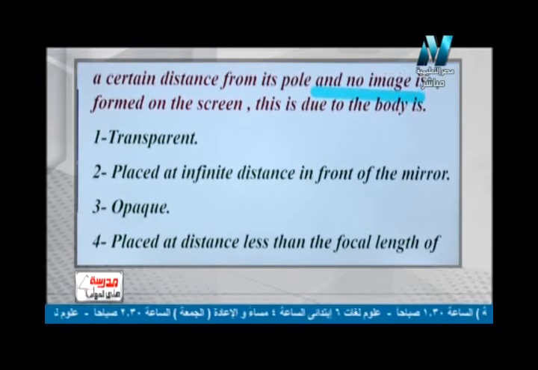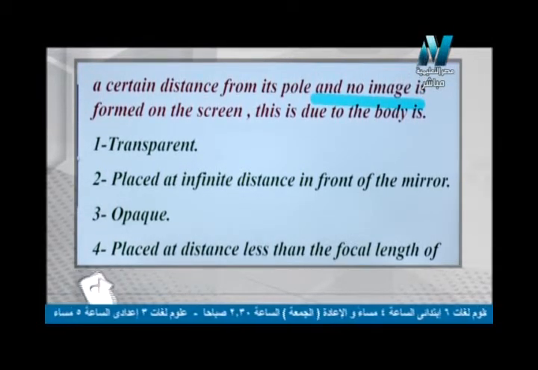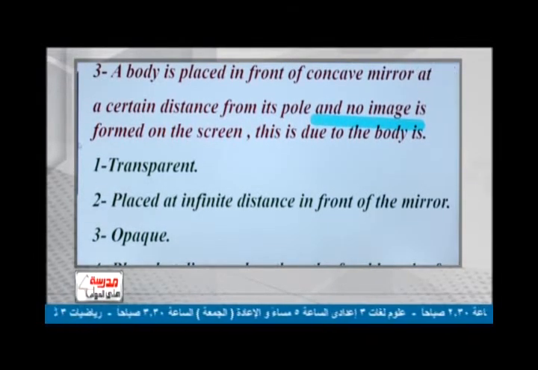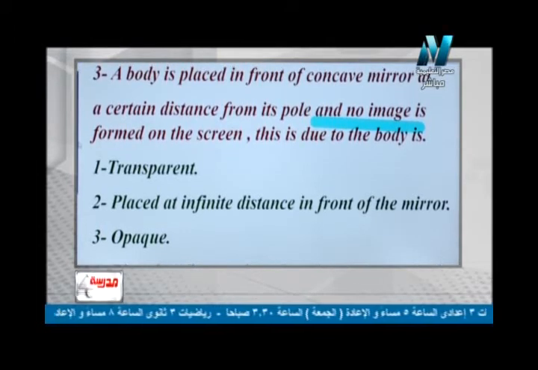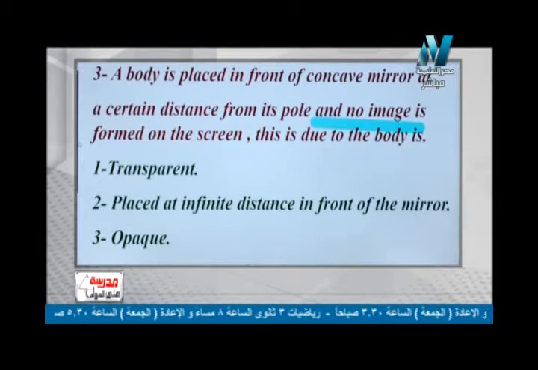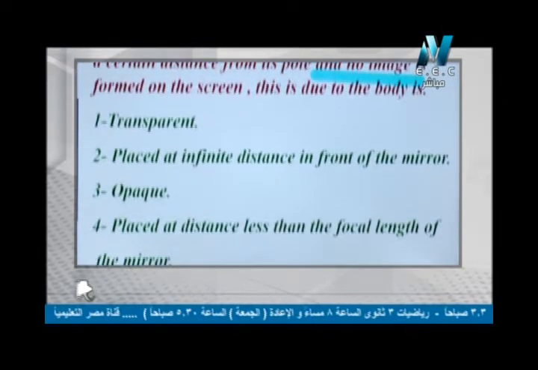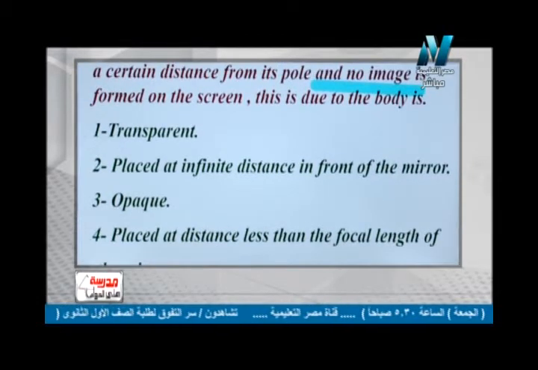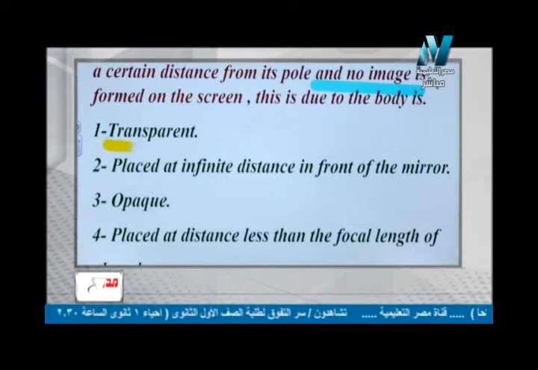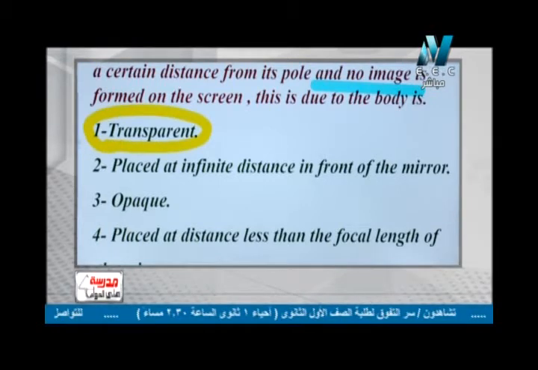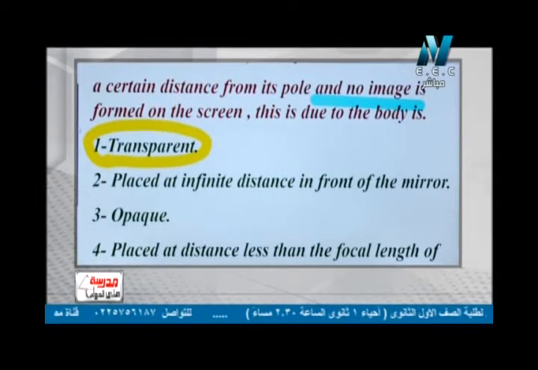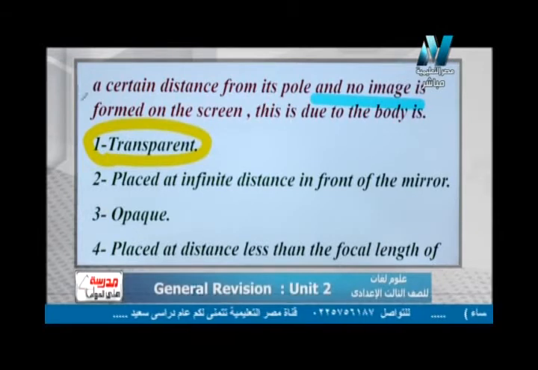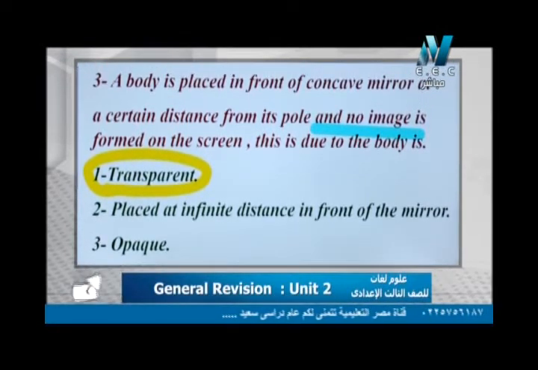We have two answers to form no image. Number one, if the object is at distance equal focal length, then no image. But there is no focal length distance in the answers here, so I will choose: yes, transparent. So the object is surely transparent. A transparent object will not reflect the light on it, the light will pass through, and so no image will form in this case.